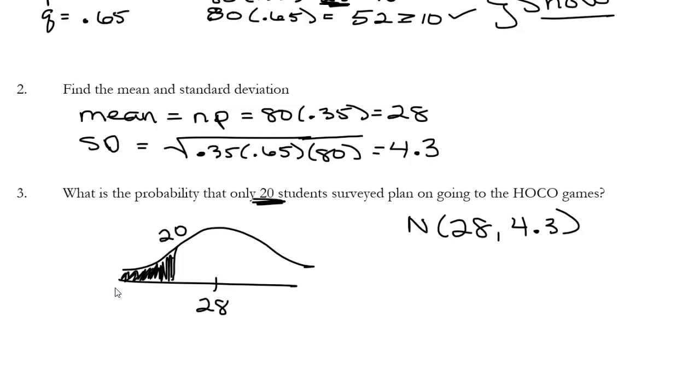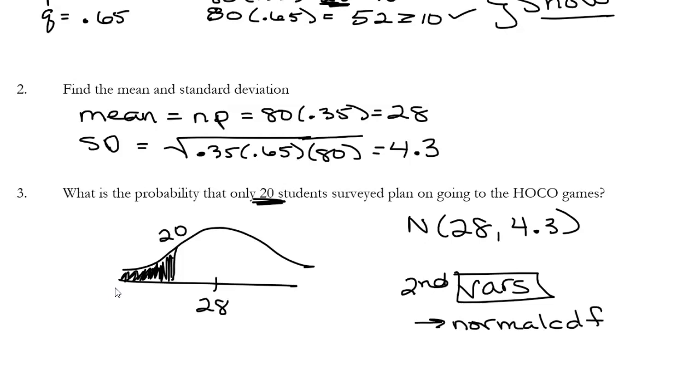My fancy calculator app that I usually have on my computer is not working, so you guys will have to listen and hopefully get it okay. You'll hit 2nd vars, and then choose normal CDF. Remember, it's going to ask lower and upper. My lower is a really small negative number. My upper is the upper side of the shading, so that's 20. My mean is 28, and my sigma, which is standard deviation, is 4.3. And so my answer is 0.031.